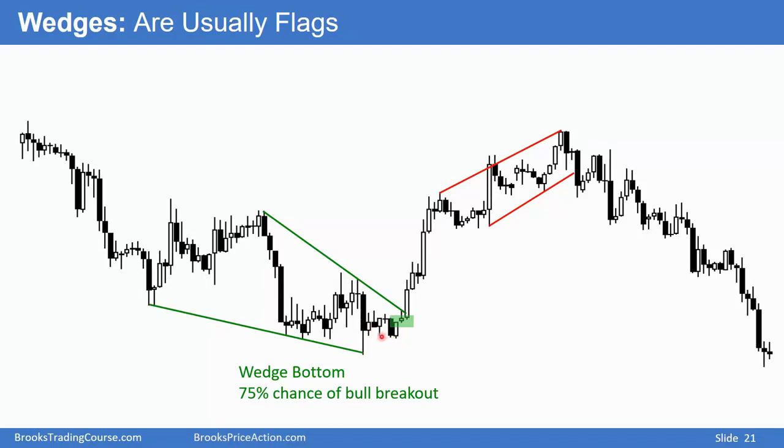And now we have a bull bar here, a bull bar here. This is the third attempt to reverse up. You can also say it's the third failed bear breakout attempt. We tried to break to the downside here. We tried again here. We tried again here. The bears are repeatedly trying to go down.